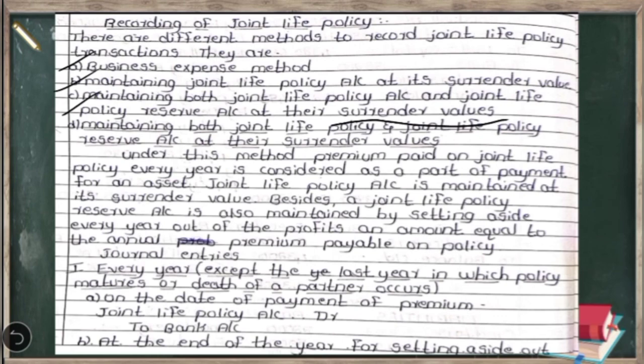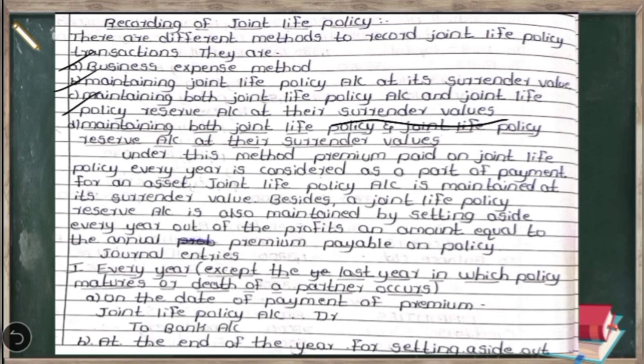The first one is joint life policy account, and the second one is joint life policy reserve account. So when they maintain these 2 accounts, what are the transactions we have to record in the books of the firm? As I said in the second method, here also after they take up the life insurance policy, whatever the annual premium they pay thereafter, that will be considered as a partial payment towards an asset. They consider joint life policy as an asset. So that is why whatever the annual premium you pay thereafter, it should be considered as a partial payment towards an asset. Okay, so on that basis we are going to make the entries under third method.